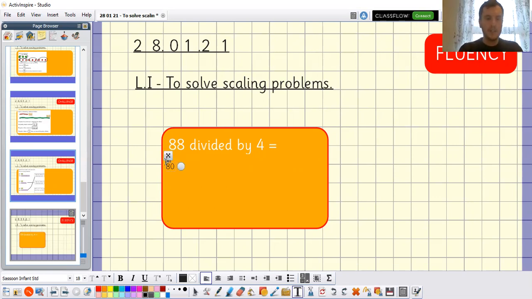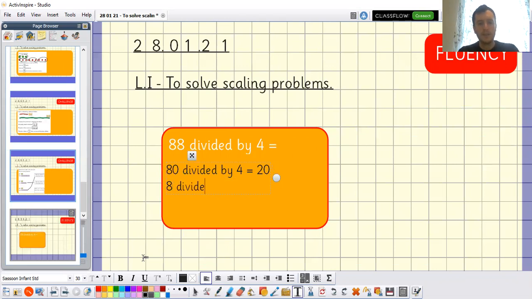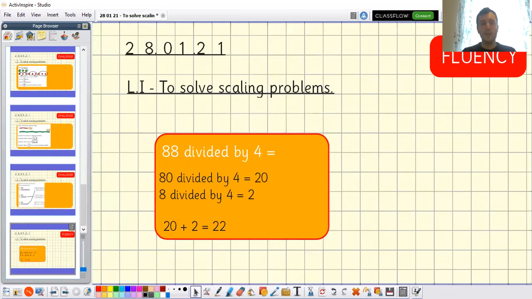Now, I would partition this into 80 and 8. And I would do 80 divided by 4 is equal to, well, I know 8 divided by 4 is 2. So 80 divided by 4 must be 20. And then I can do 8 divided by 4 is equal to 2. I partitioned 88 into 80 and 8 to help me break it down. I now just need to add those numbers together. 20 plus 2 is equal to 22. And there is the answer for that one. Well done if you managed to get that.